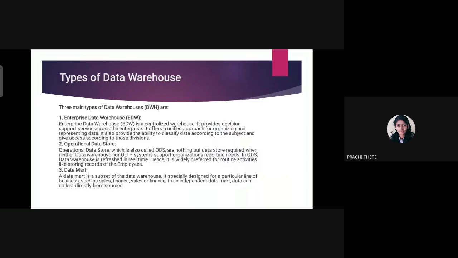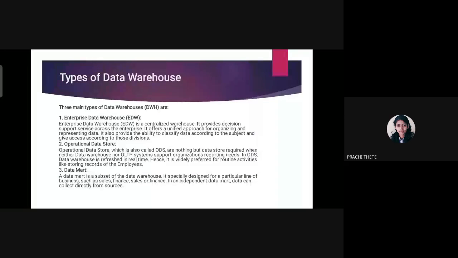Then the types of data warehouse. There are mainly three types of data warehouse: enterprise data warehouse, operational data warehouse, and data mart. So enterprise data warehouse is a centralized warehouse. It provides decision support service across the enterprise. It offers a unified approach for organizing and representing data. It also provides the ability to classify data according to the subject and give access according to those divisions.